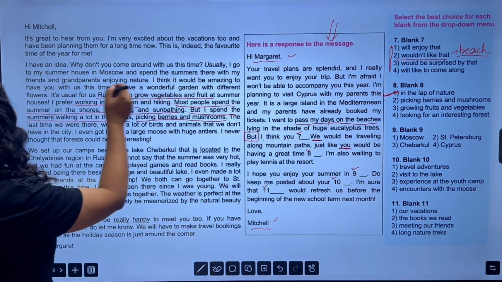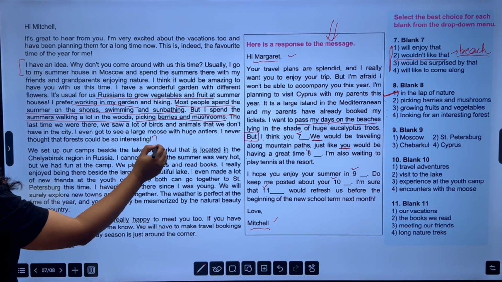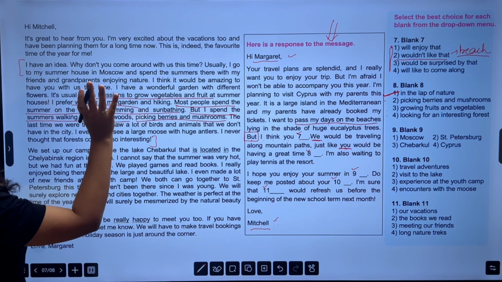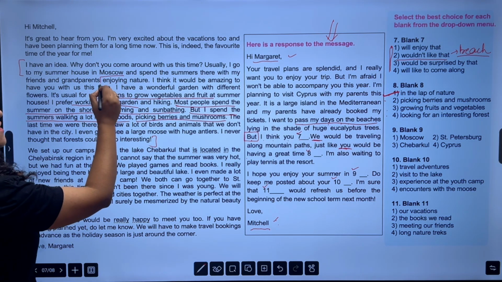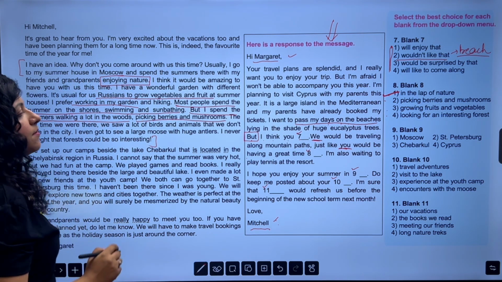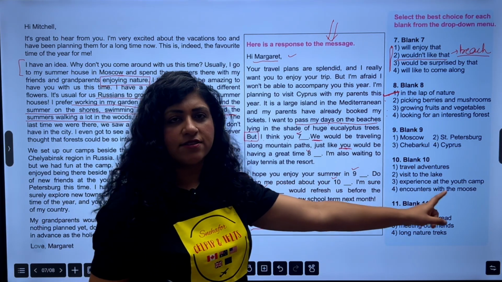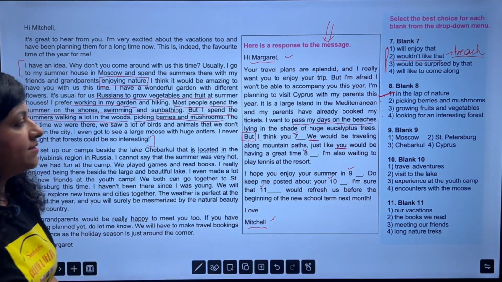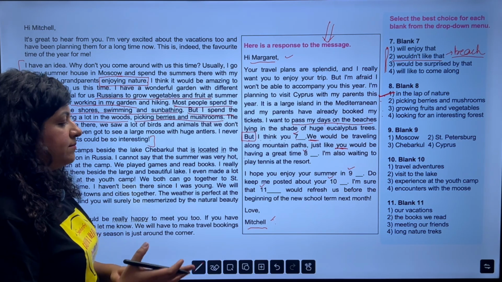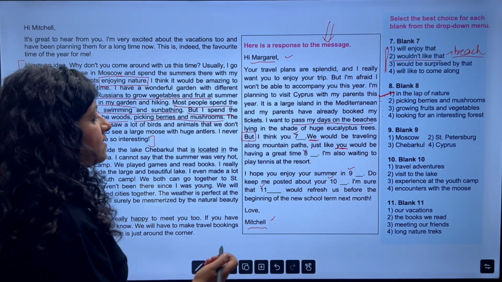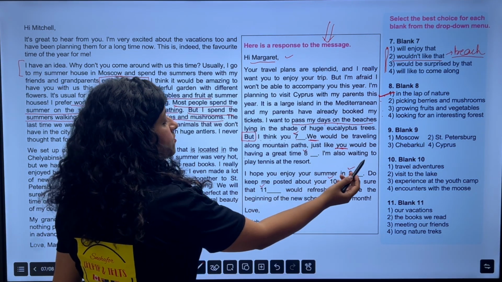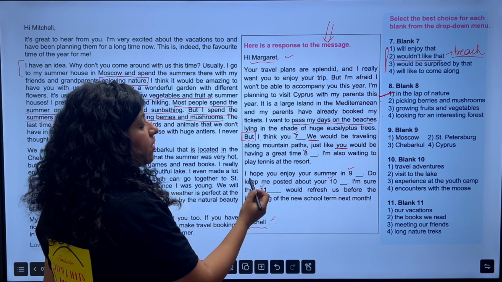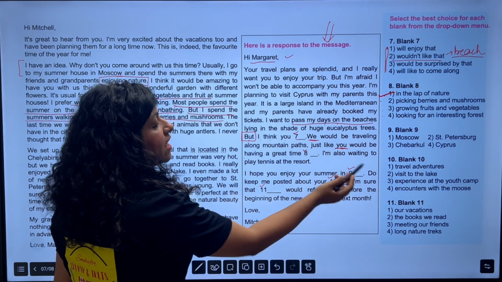Because this whole paragraph was related to enjoying nature. Again and again, it is focusing on enjoying nature. So when Margaret's interest is being discussed, she is someone who enjoys nature. So then Michelle continues and says, I am also waiting to play tennis at the resort. I hope you enjoy your summer in dash.